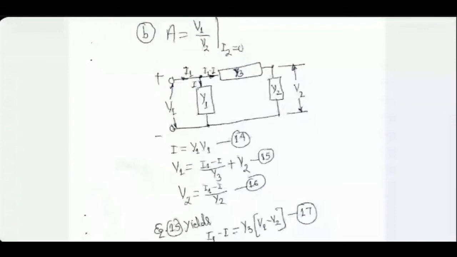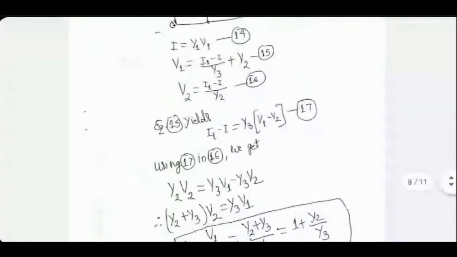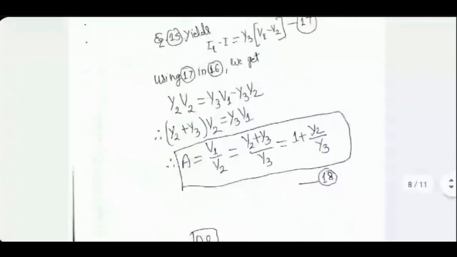So I is Y1 V1, and then V1 is (I1 minus I) divided by Y3 plus V2. If I take the second loop, this is what I get. So basically, then I do eliminations, and it's a bit more interesting derivation. The result turns out to be Y2 plus Y3 divided by Y3.